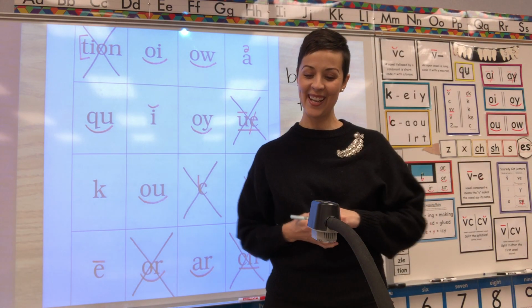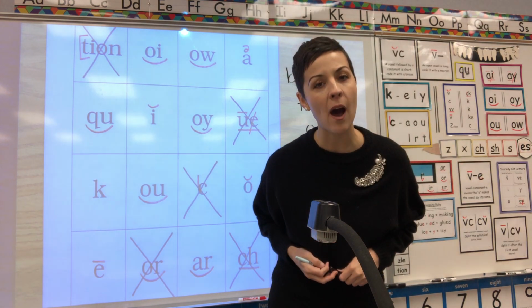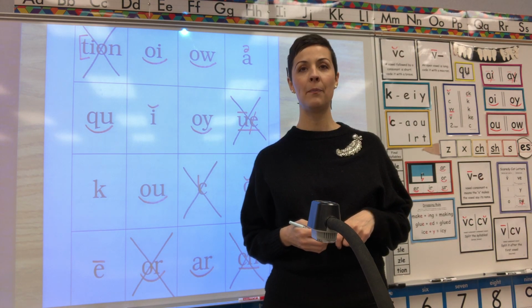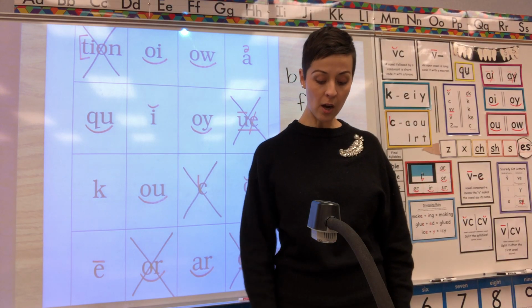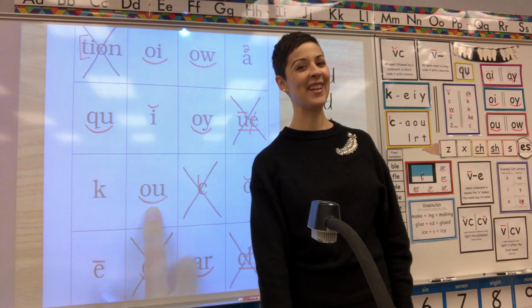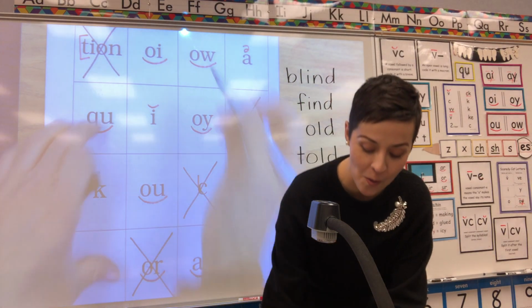Okay, next one. What's the final sound you hear at the end of plow? Now some kids will go plow, ow, ow. Oh, I know that one. It's diphthong OU says ow. Be careful. At the end of a word, we don't use OU. We use diphthong OW.